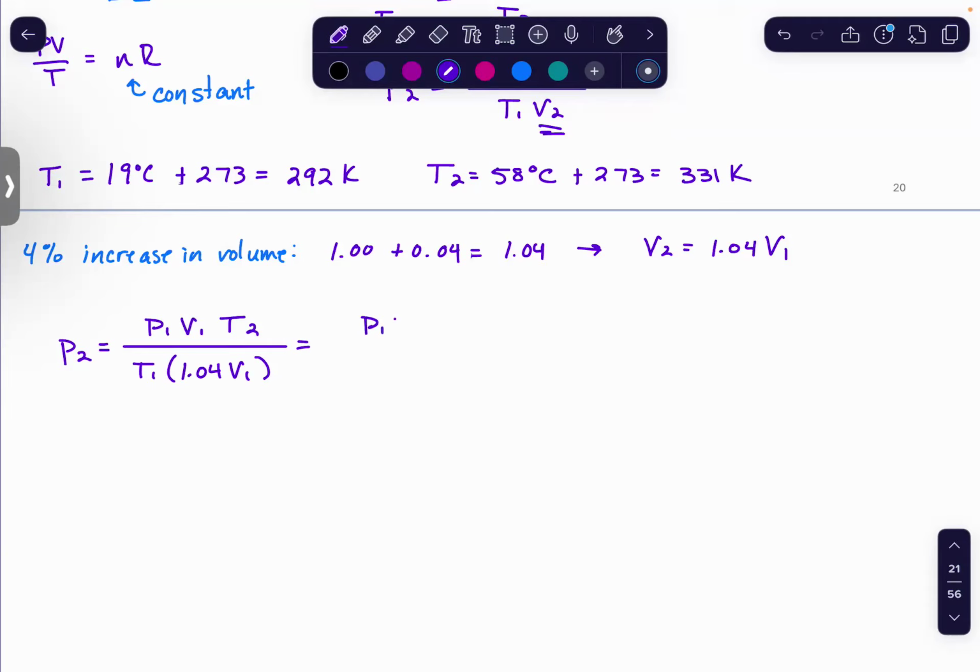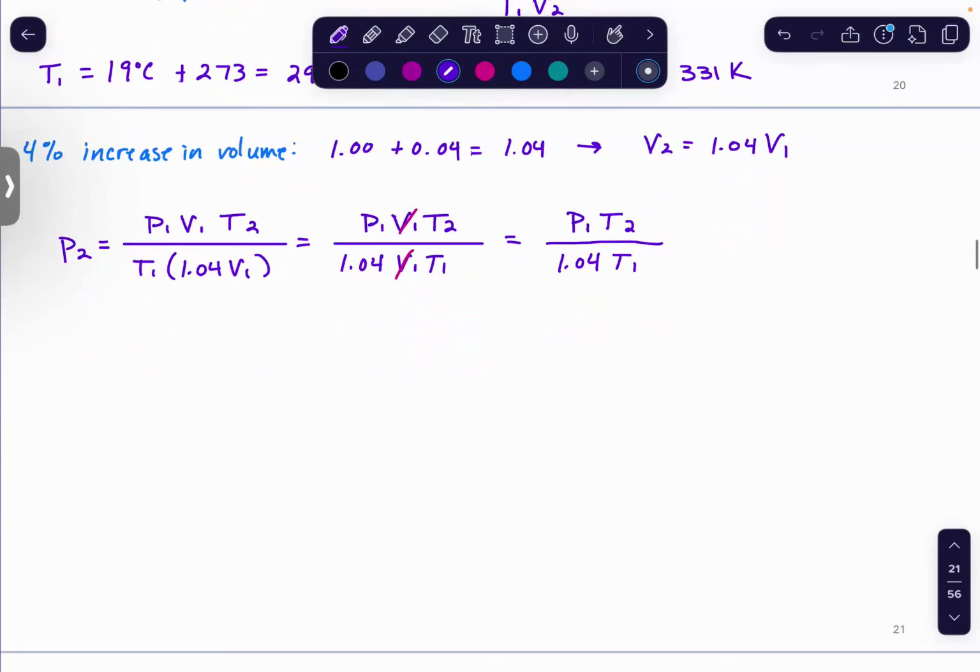P1 V1 T2 over 1.04 V1 T1, and you notice the V1s will divide out. So our equation changes to P1 T2 over 1.04 T1. And so now we can plug in our numbers.